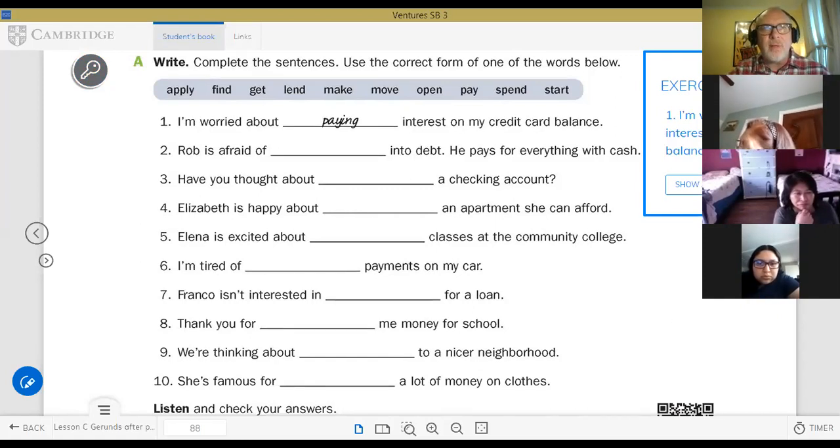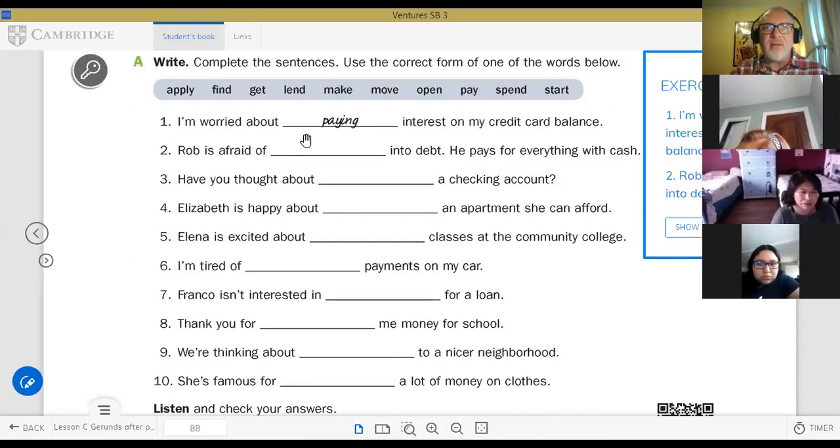All right. Number 2, it says Rob is afraid of getting into debt. Very good. Rob is afraid of getting into debt. So not get, we're going to change this word get to the gerund. Getting. ¿Por qué? Because we have of. Of is a preposition. All right.